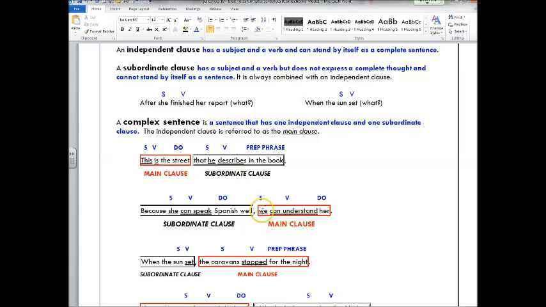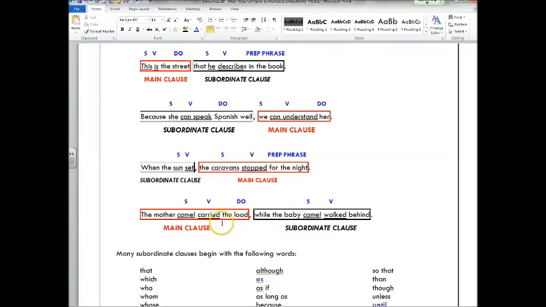It's our main clause. Because she can speak Spanish well, has a subject, she, has a verb, can speak, has a direct object, Spanish. She can speak Spanish. However, because we have the word because in front of it, it can't stand on its own. Because she can speak Spanish well, what? It's not a complete thought on its own, therefore it's a subordinate clause.